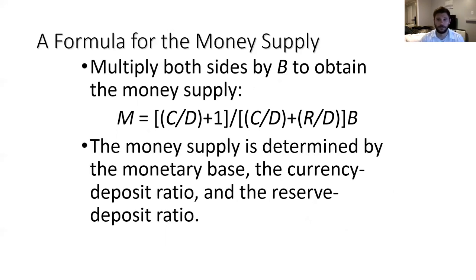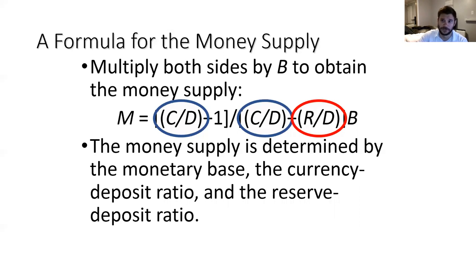The money supply is determined by three features. First and foremost, the currency to deposit ratio, that is a behavioral variable determined by consumers. So the Fed doesn't really have control over that. The central bank also does not really have control over the reserve to deposit ratio. They can mandate a minimum, but it turns out most banks hold well in excess of the minimum amount. So the only thing that the central bank really controls is this last term, the base.